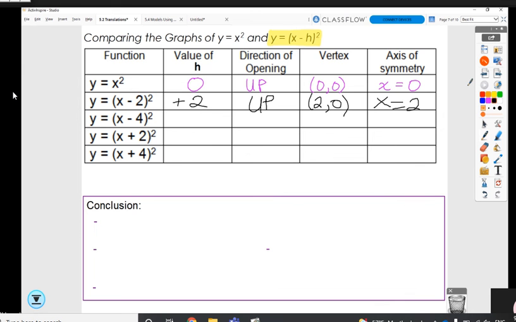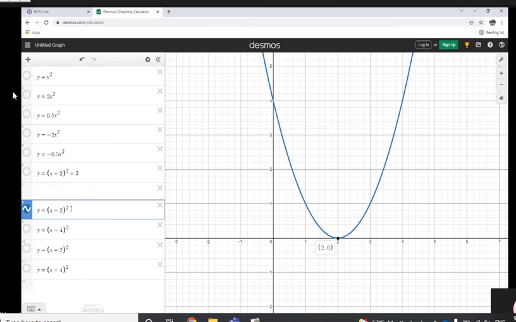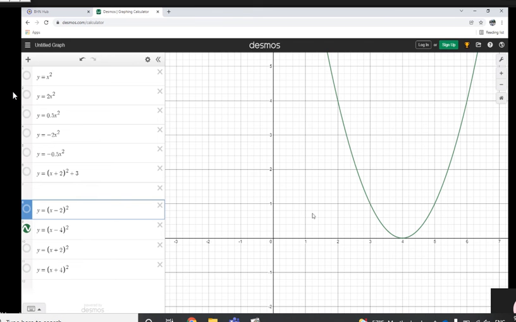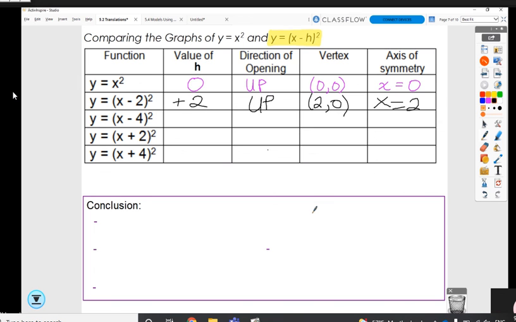Now the same thing might occur for y equals x minus 4 squared. There it is. And you shouldn't be too shocked by that. We just saw what minus 2 did. Now let's look at x minus 4. What's the h value here? Positive 4. Yes, that's so important. I know x minus 4 looks like negative 4, but really it's a positive 4 that's in there. It's opening upward. The vertex is 4, 0. And the axis of symmetry is x equals 4.